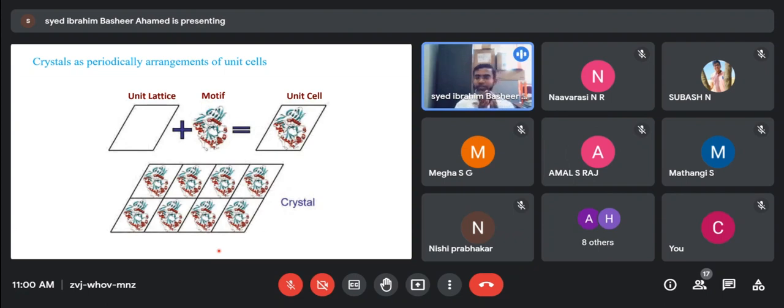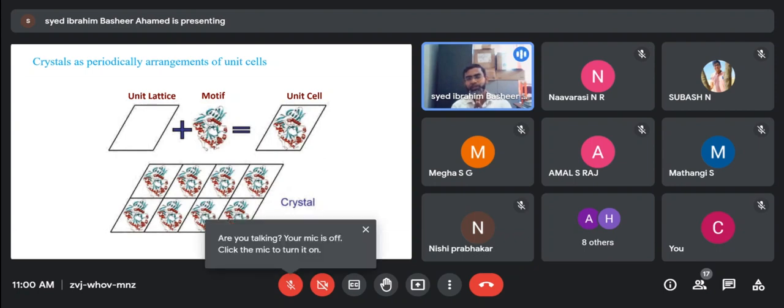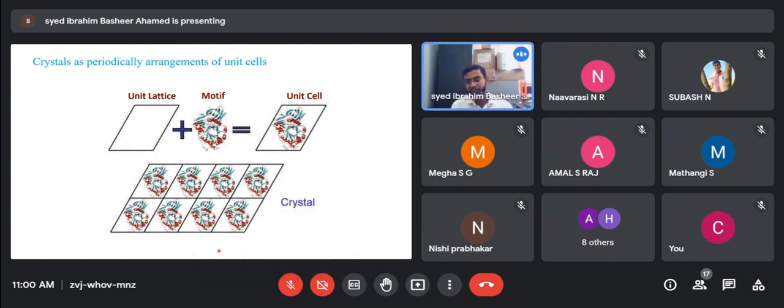So unit cell is the smallest repeating unit. Whatever content is there in that smallest part will be repeated a number of times throughout the crystal. You cannot divide that any further. If you break it, you will break the molecule. The unit cell is the smallest part which has a molecule, and the same unit will be repeated a number of times throughout the crystal.